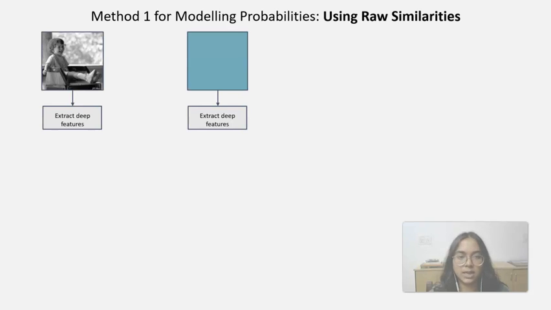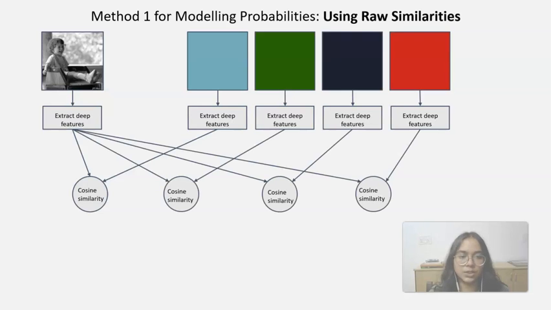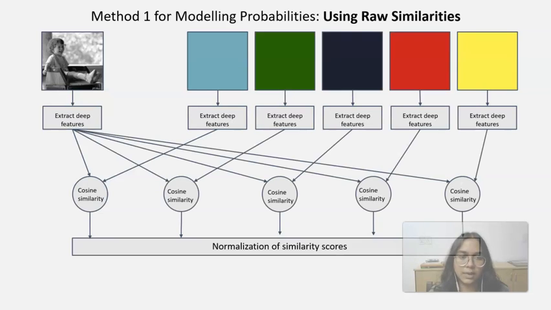In method 1, we start with extracting features from a DNN hidden layer for the image as well as the color. Then we calculate cosine similarities between the 2 features. We repeat this for the remaining 4 colors. Then we normalize the 5 similarity values to make them add up to 1, and these give the predicted probabilities.